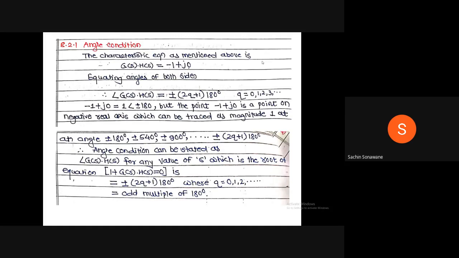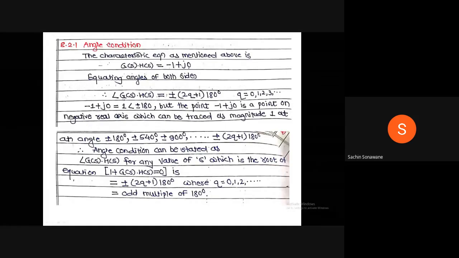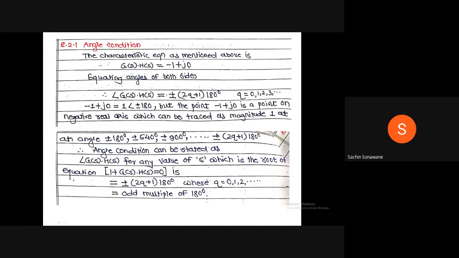Therefore, the angle condition can be stated as: the angle of G(s)H(s) for any value of s which is a root of the equation 1 + G(s)H(s) = 0 is equal to ±(2q+1)·180 degrees, where q = 0, 1, 2, 3, and so on, which is an odd multiple of 180 degrees. Always remember, if we have to find out the angle, we have to use this condition, that is, angle of G(s)H(s) is equal to ±(2q+1)·180 degrees.